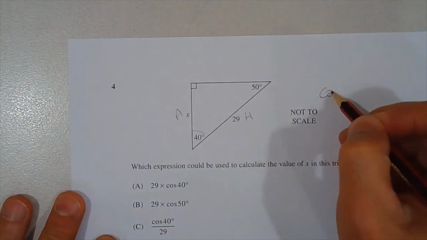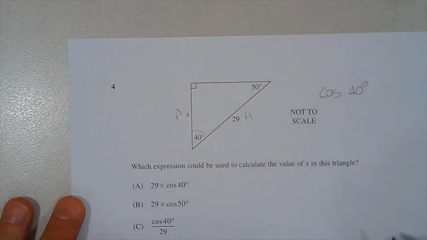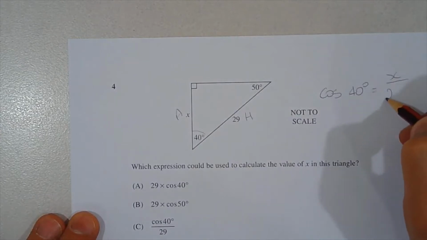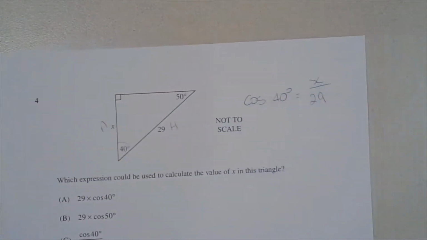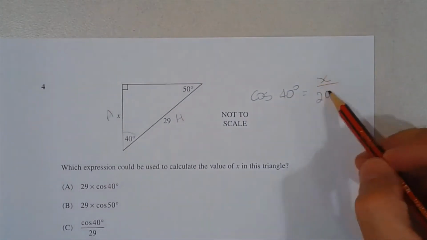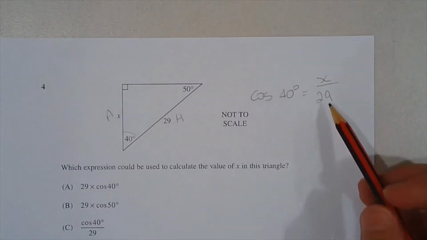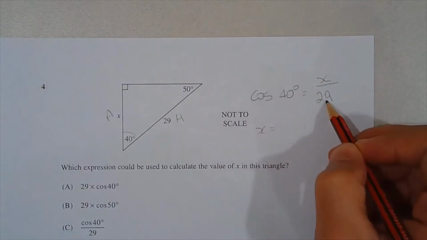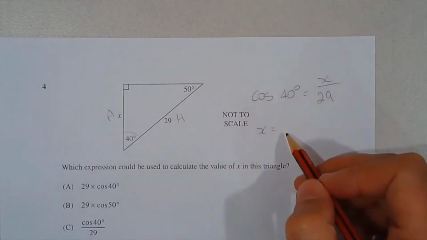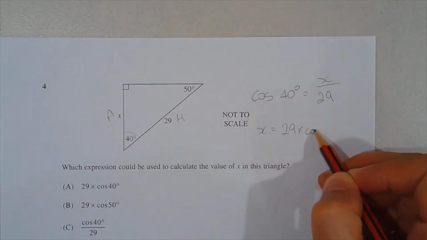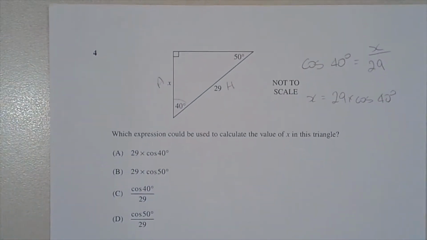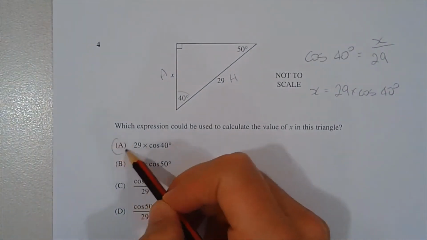So cos of 40 degrees is equal to x over 29. And to make x the subject of the formula, we just multiply both sides by 29. So x is equal to 29 multiplied by cos 40. So the answer is option A.